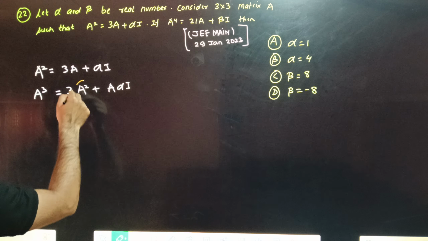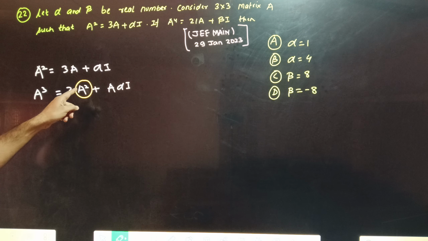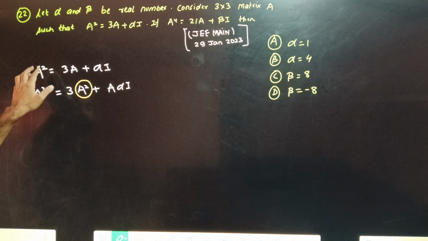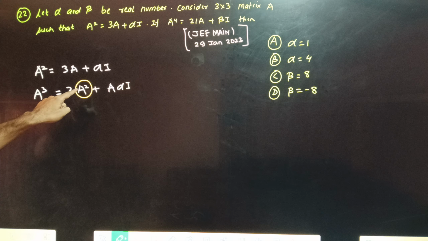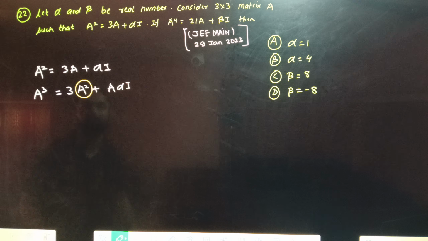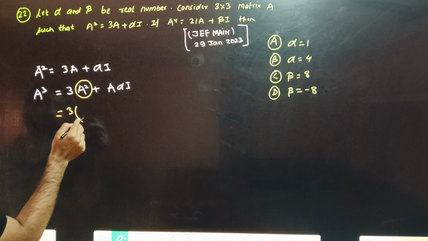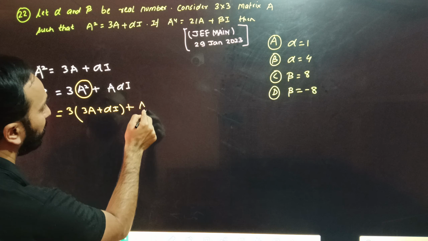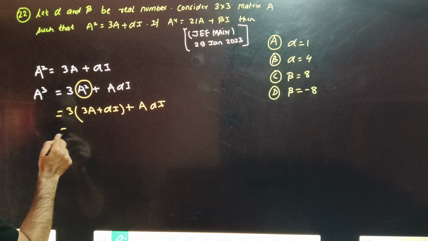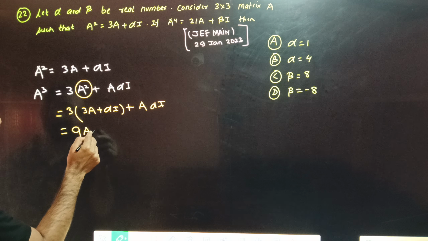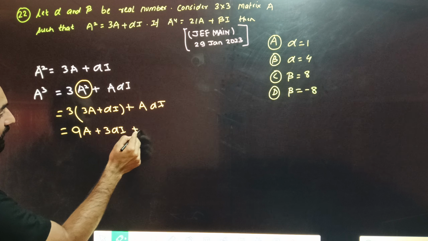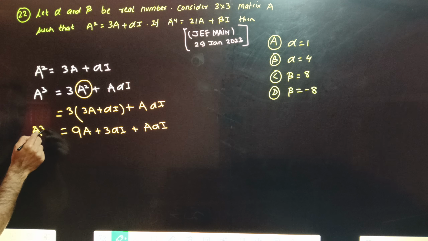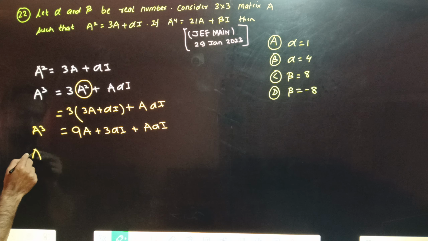On the right hand side there is a value of A square, and in the question A square is given as 3A plus alpha I. So in place of A square we will write 3A plus alpha I for the simplification. So this will become 3 into 3A plus alpha I, and this will become A alpha I. Now 3 into 3 is 9A plus 3 alpha I, and this is A alpha I. So up to here we have found the value of A cube, and next we will find the value of A to the power 4.